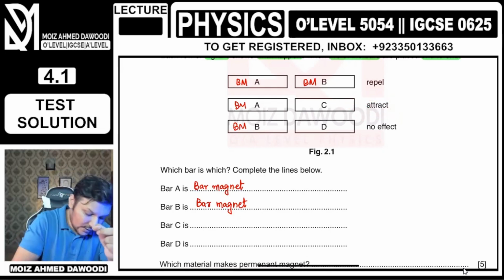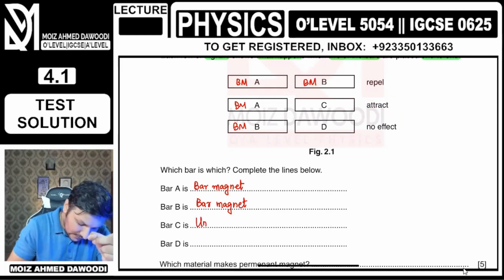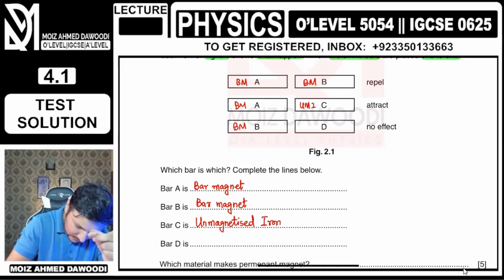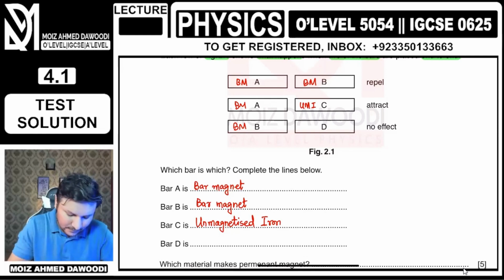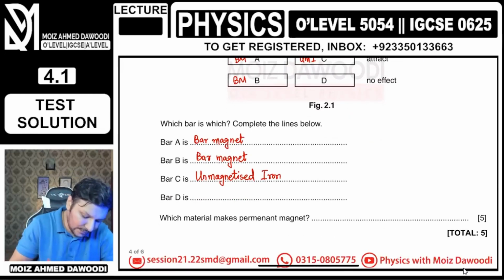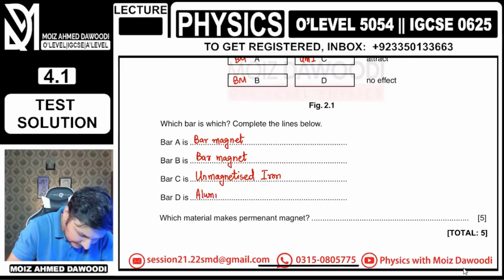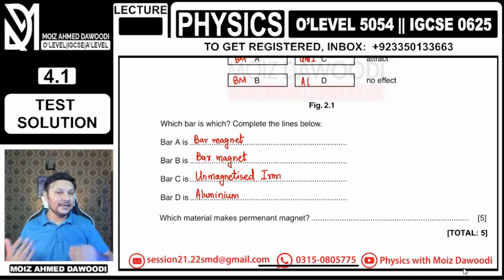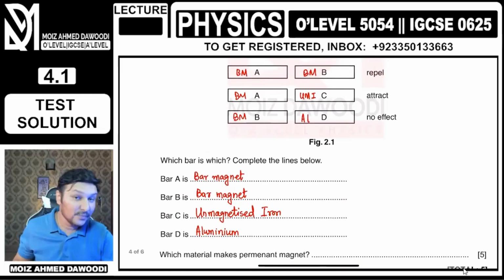So C is unmagnetized iron, UMI. And we are left with D. D, we are having no effect. That means it's a non-magnetic material. And from our list, it should be aluminum. So that is how we identified each and every bar's material.